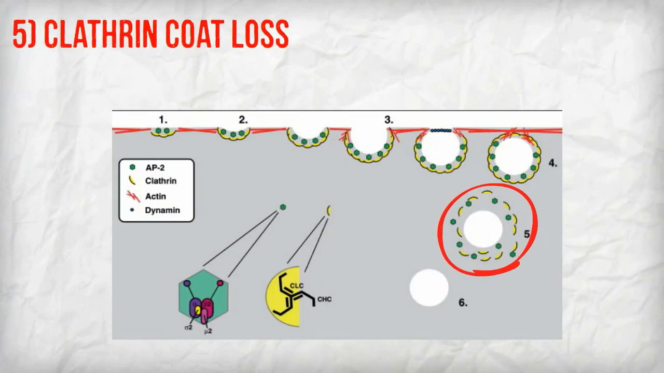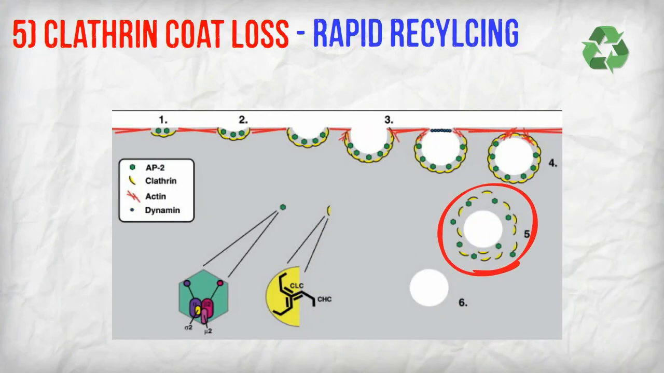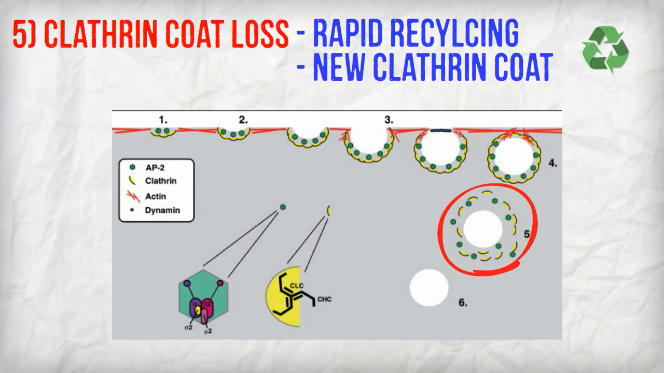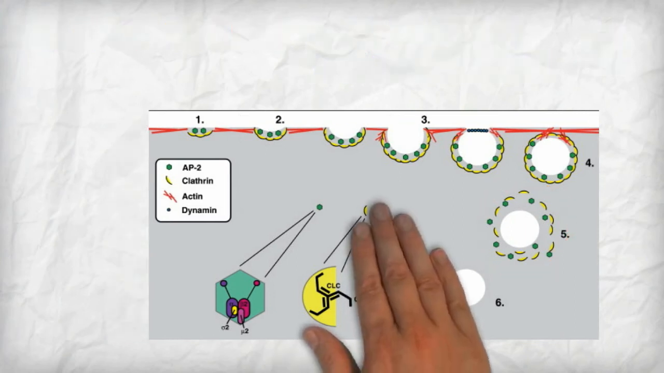Finally, once the vesicle is pinched off from the membrane, it loses its clathrin coat, allowing for rapid recycling of the molecule for further lattice formation.